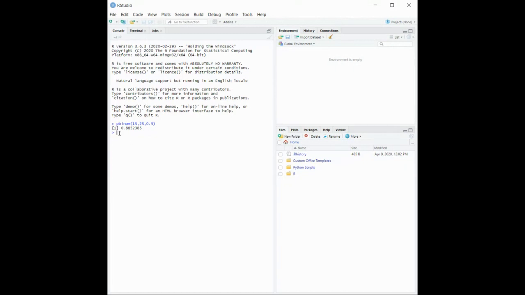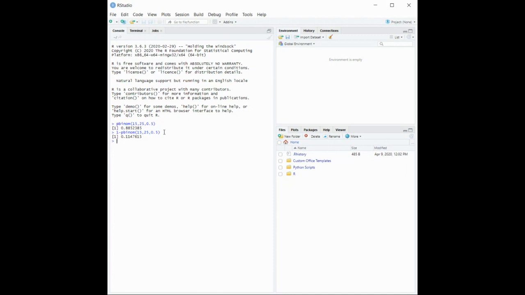Okay, so now for the next one, it's p hat less than 15 over 25. So for this one, we're going to be doing 1 minus that p binomial of, again, 15, sample size of 25, and probability of 0.5. Okay, enter.